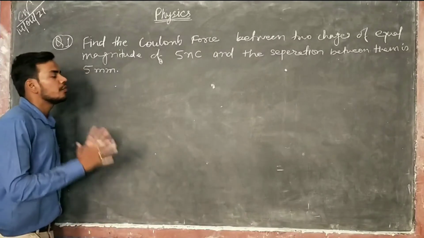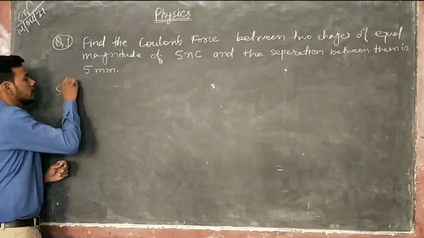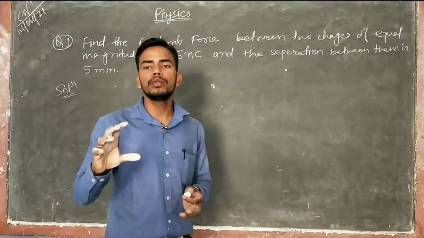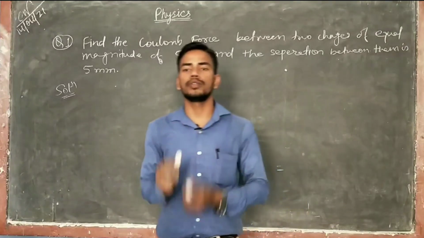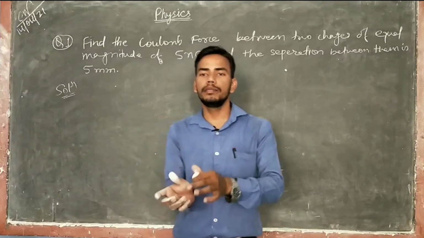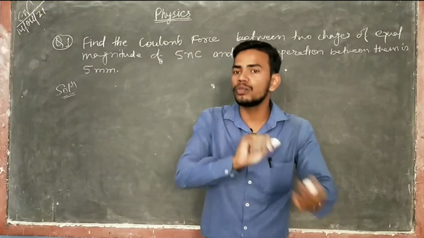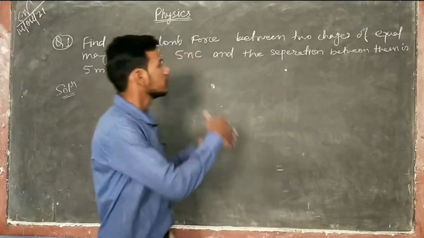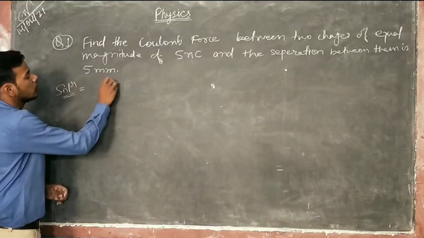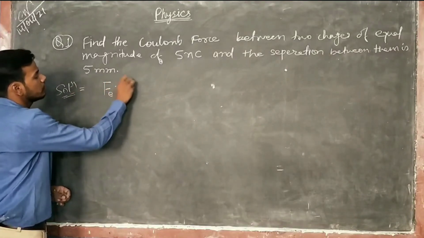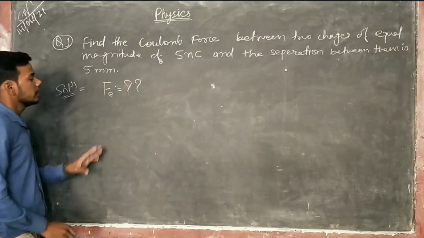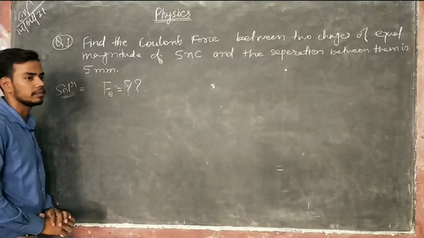Okay, so first of all, if we are going to solve it, if we are going to make its solution, what do we have to do? We have to take the data from the question and relate it to what we are going to find out. So in this case, students, we have to find the Coulomb's force, that means electrostatic force. So electrostatic force is question mark here. I have written here electrostatic force is question mark.